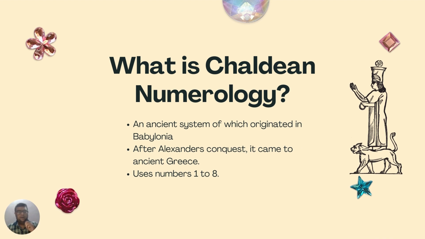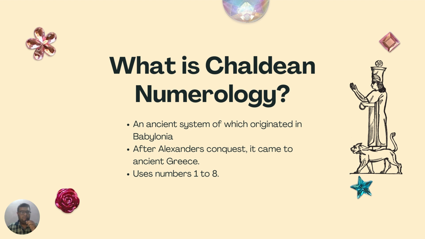So let's start. Our first point is, what is Chaldean numerology? See, the Chaldeans were a group of people who lived in Babylonia or present day Iraq. And when Alexander conquered Babylonia, this knowledge of numerology of the Chaldean people got transferred to Greece.